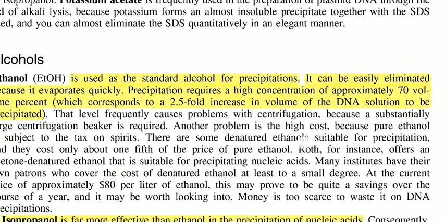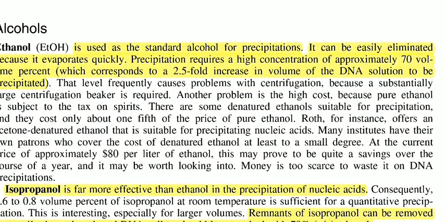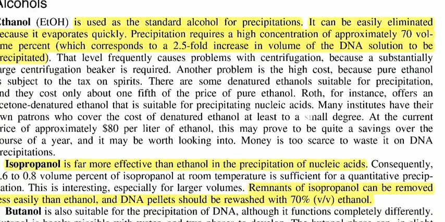Next in our row is alcohol, because it has a dielectric constant lower than that of water molecules, which helps to precipitate the DNA. First in the row is ethanol. Ethanol is very easily eliminated because it evaporates quickly, and 70% volume is used, with a 2.5 fold increase in volume. And this is the ethanol.